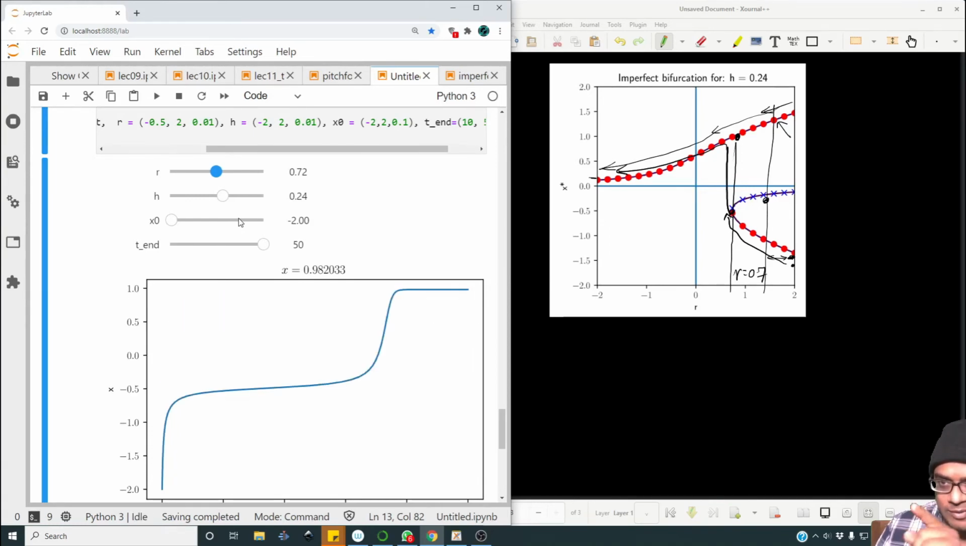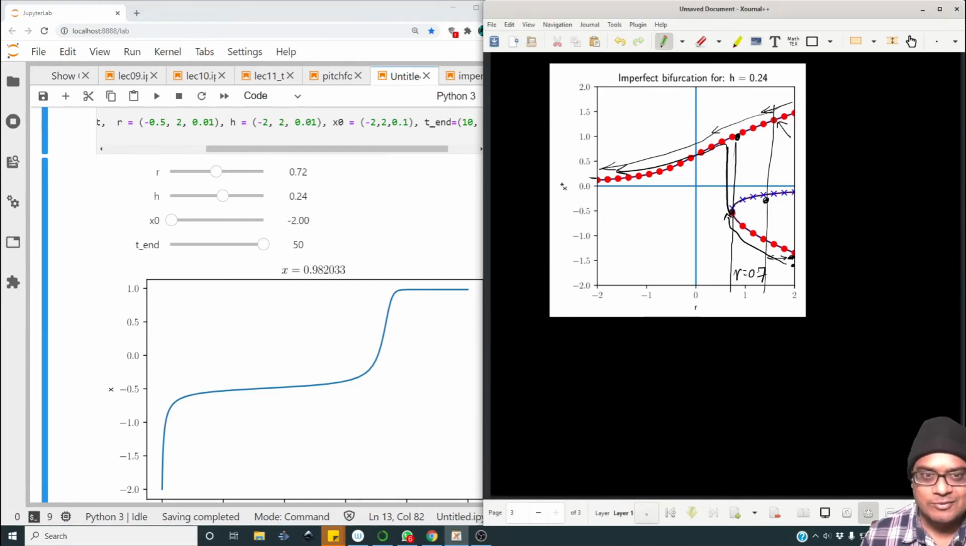Boom. From r equal to 0.72, we have the final asymptotic value of 0.98. So we have made a jump from here to here, and this value is actually pretty close to 1. And our mathematics and the intuition that we have obtained from the imperfect bifurcation diagram, everything checks out.